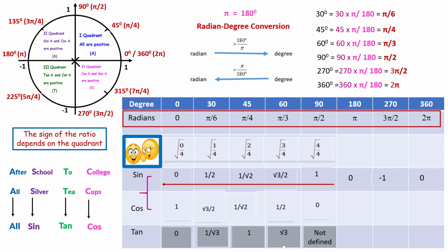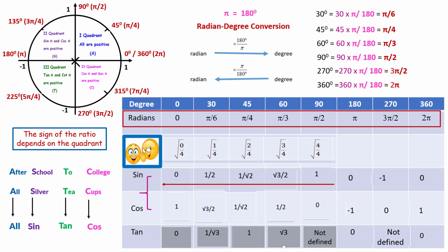This is going to happen for all the trigonometric ratios. Cos is positive only in the first and fourth quadrants, therefore for angles greater than 90 degrees and less than or equal to 180 degrees, cos theta is going to be negative. Tan theta will be positive only in the first and third quadrants, but we know that tan theta is equal to sin theta by cos theta. Therefore, for 270 degrees, tan theta is equal to -1 by 0, which is not defined.